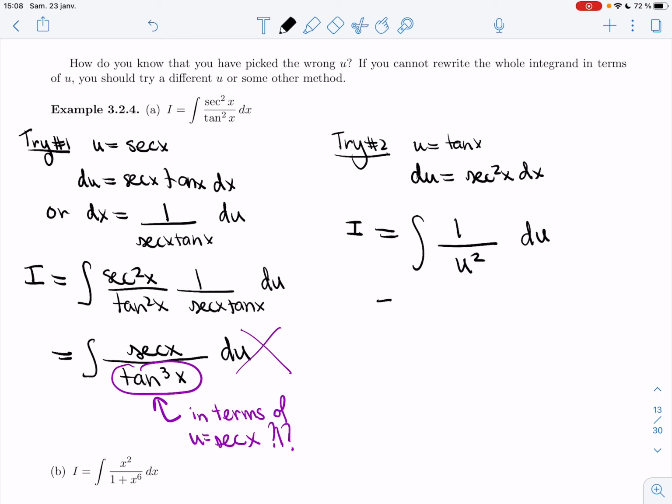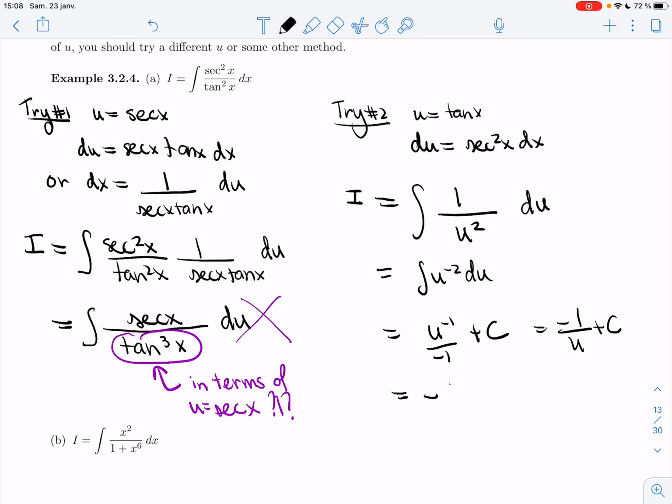So this is u to the minus 2. And so I get u to the minus 1 over minus 1, plus c. I get minus 1 over u plus c. And so that's minus 1 over tan of x.